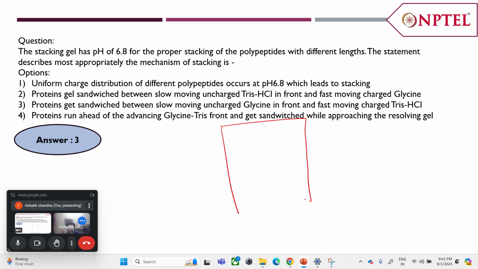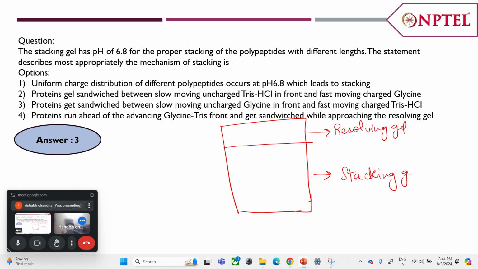Considering this as a page, it has two components. This is the resolving gel, and this is the stacking gel. Okay. Sorry, sorry. I said the wrong thing. This is the stacking gel, and this is the resolving gel.